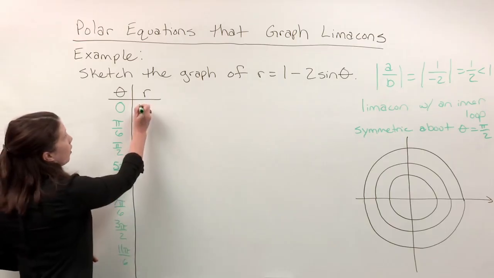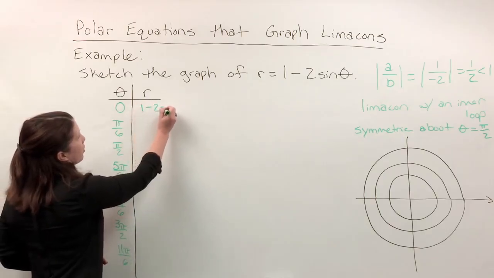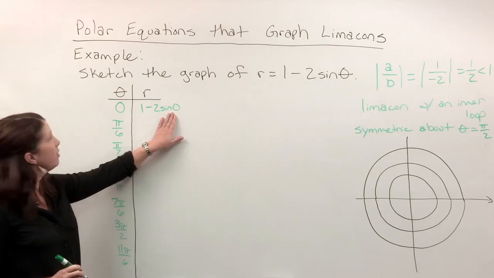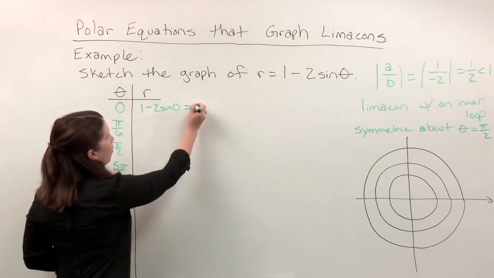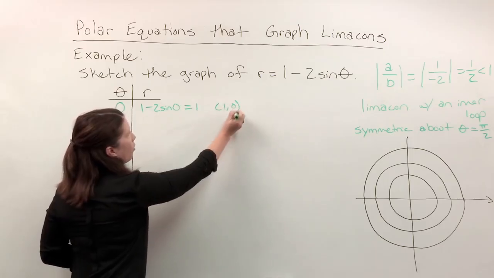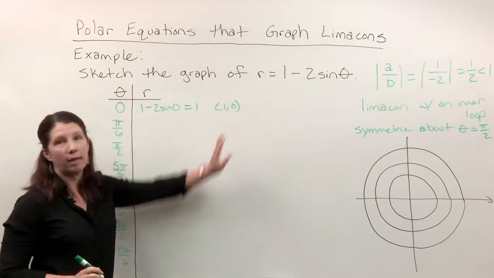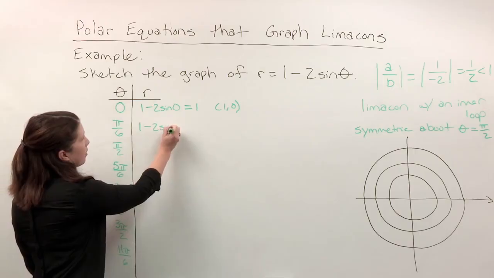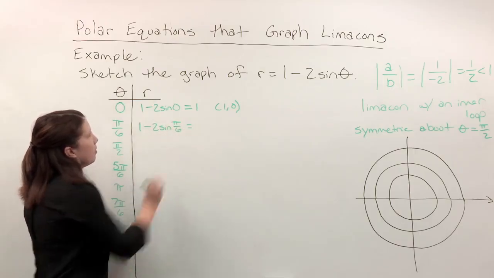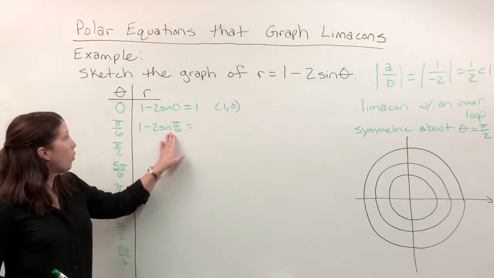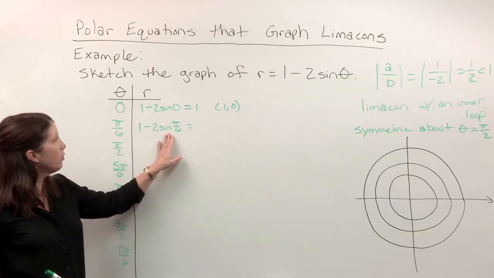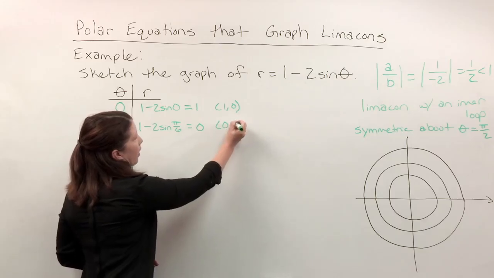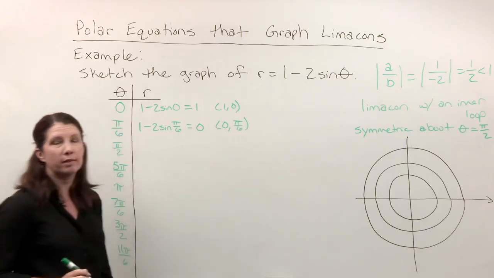Starting with 0, r will equal 1 minus 2 times the sine of 0. Since the sine of 0 is 0, r will end up equaling 1, and I'll have the ordered pair (1, 0), r, theta. Substituting in pi over 6, the sine of pi over 6 is 1/2. 2 times 1/2 is 1. 1 minus 1 gives me 0. So I have the point (0, pi over 6).